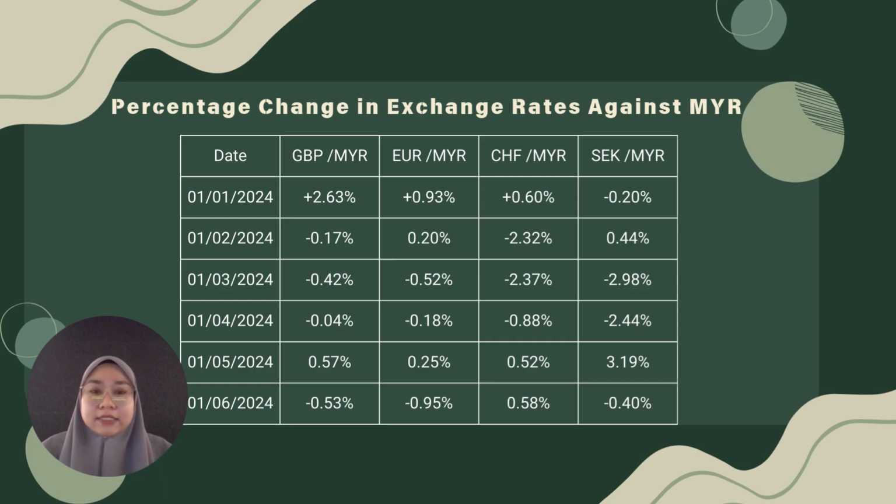For CHF, the exchange rate decreased by 2.32% in February. It decreased again by 2.37% in March, and decreased again by 0.88% in April, but it increased in May and June by 0.52% and 0.58% respectively. Next, for SEK against MYR, the exchange rate increased by 0.44% in February. In March, it decreased by 2.98%, and in April it decreased again by 2.44%, but it increased in May by 3.19%. But in June, SEK against MYR faced a decrease in exchange rate of 0.4%.